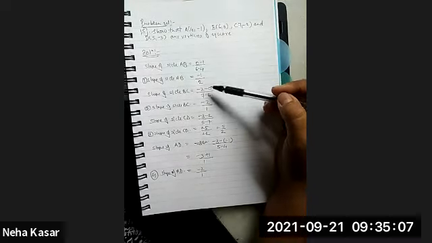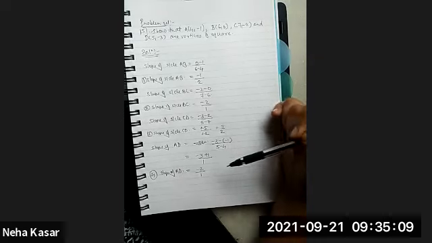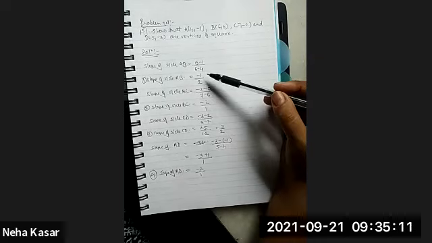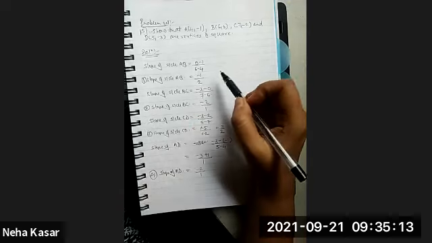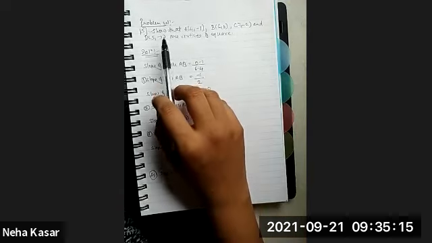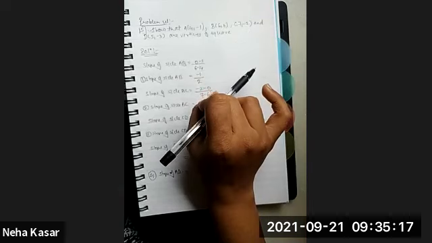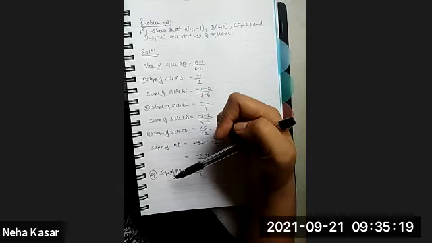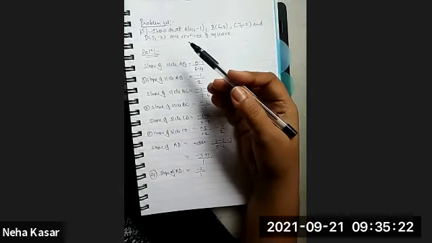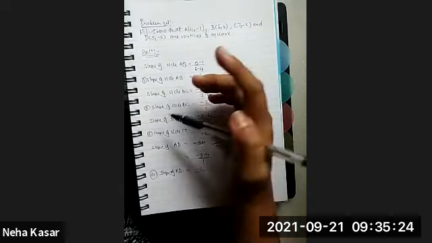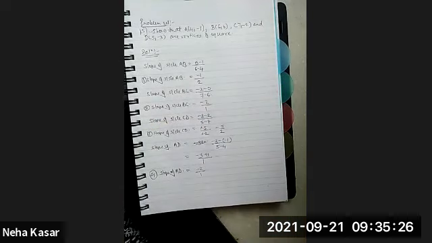Here the second and fourth are the same, but first and third are not the same. If all were the same, then these would form the vertices of a square. But only two are coming the same, so we cannot say that it is a square. Okay, if the slope of all four sides comes the same, then only we can say that it is forming a square.